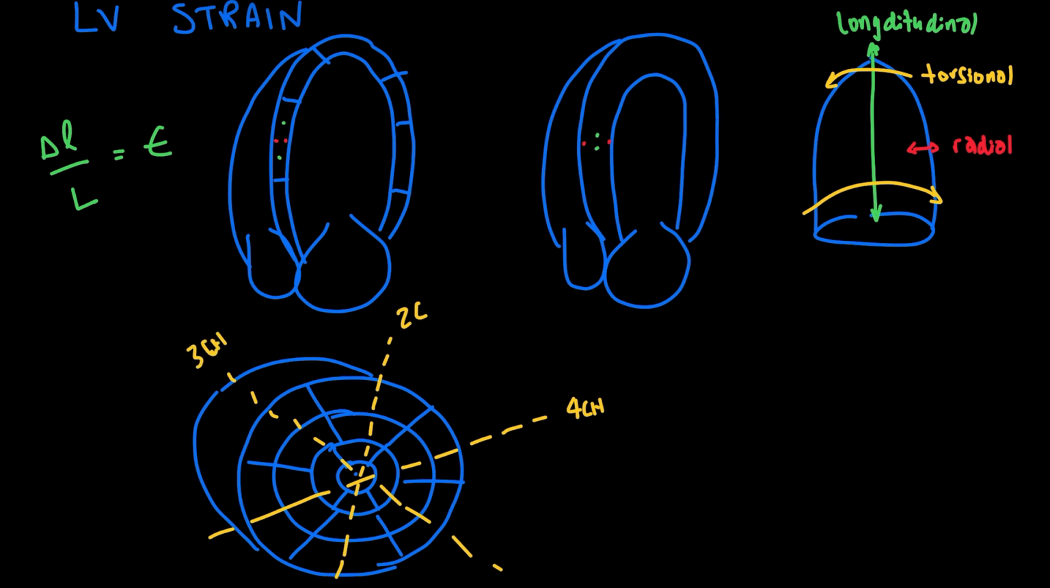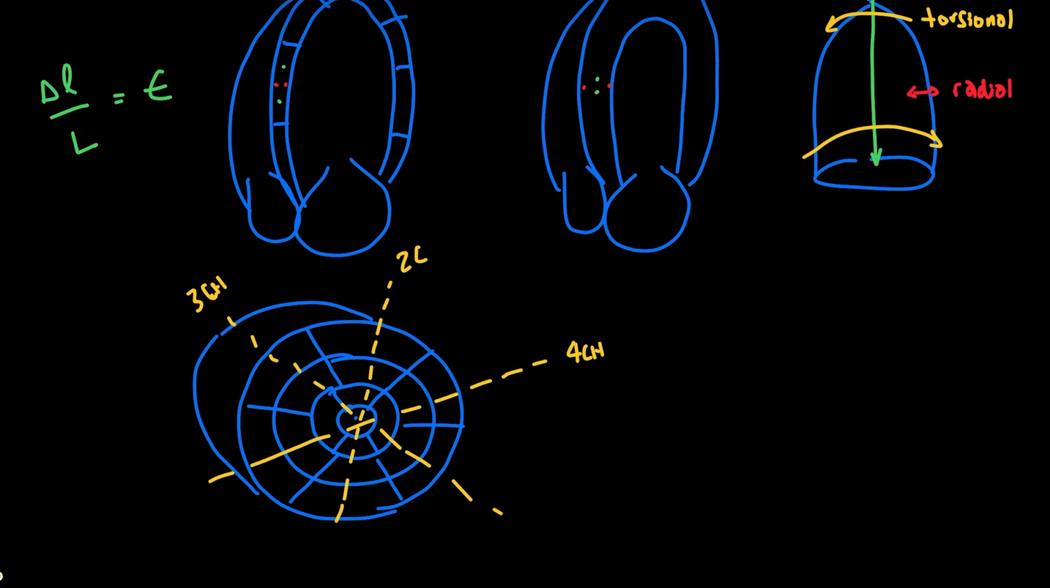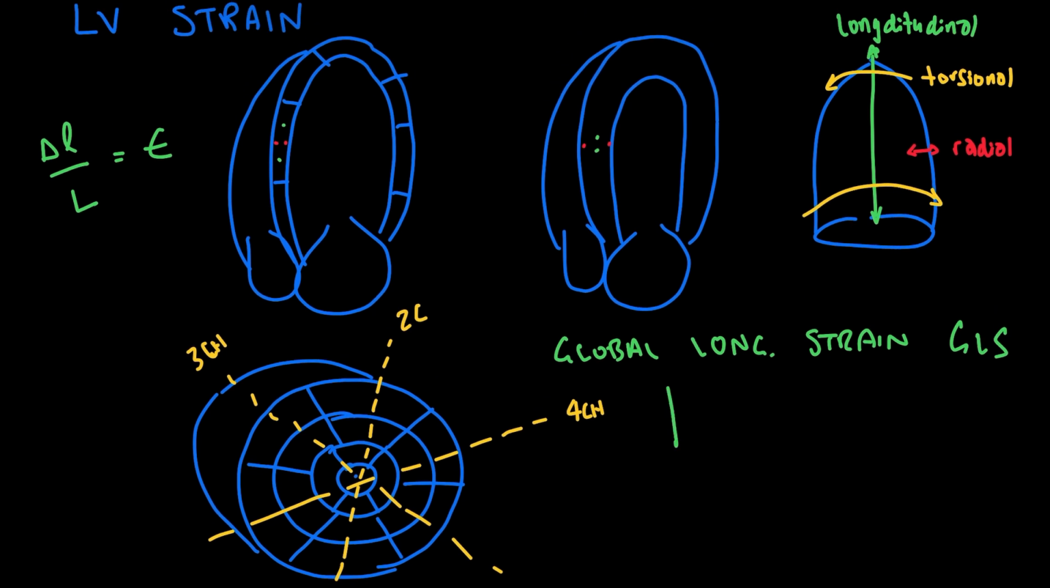And what you can do, your echo machine or your software can actually calculate the strain for each of these segments and then give you a plot where it shows how the strain of your heart is in each of these areas. And so we will focus on global longitudinal strain, or GLS. And the absolute value of GLS should be greater than 20%.